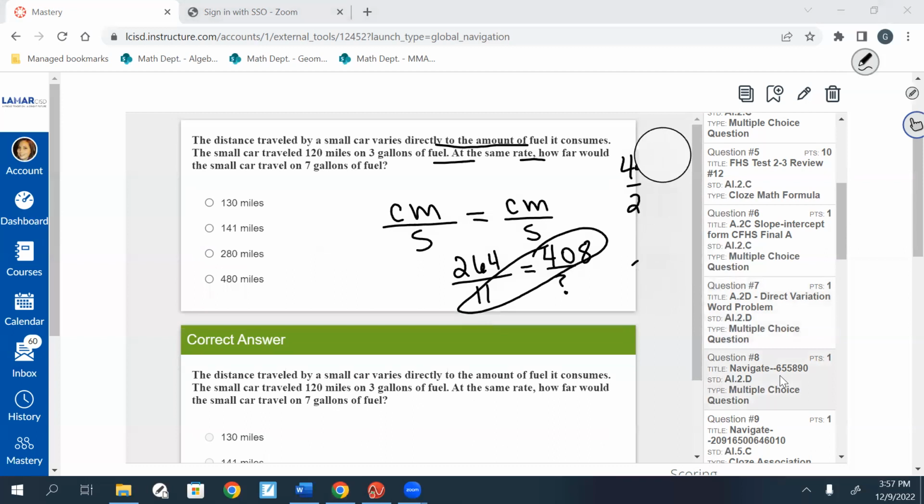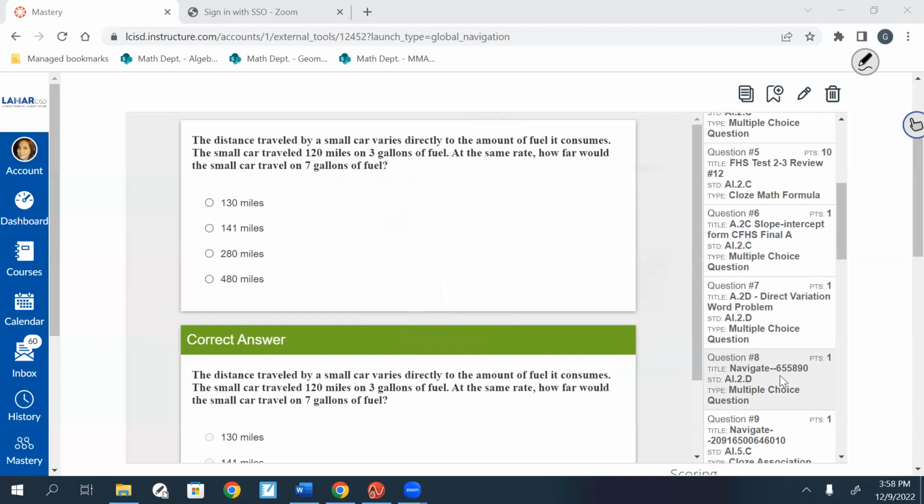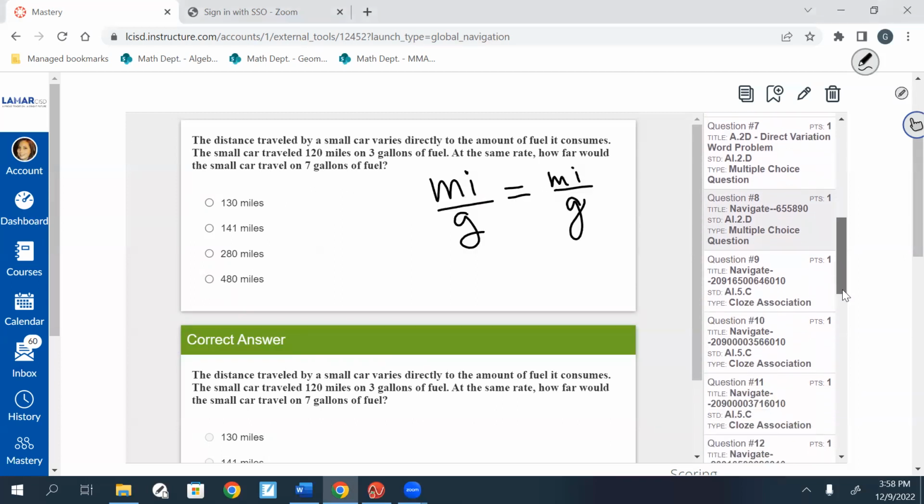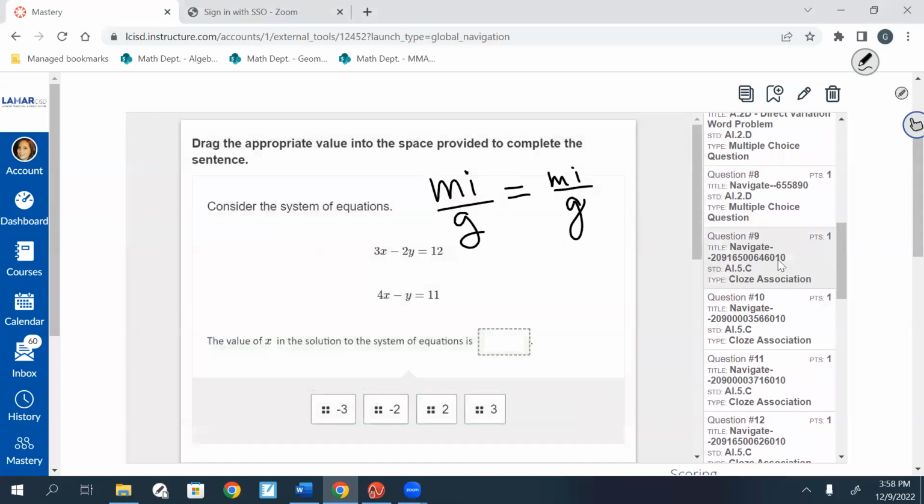Okay, so now this problem is just like the robot problem. You just got to look at your units. You have miles of travel and gallons of fuel, so you can do miles over gallons for your proportion.